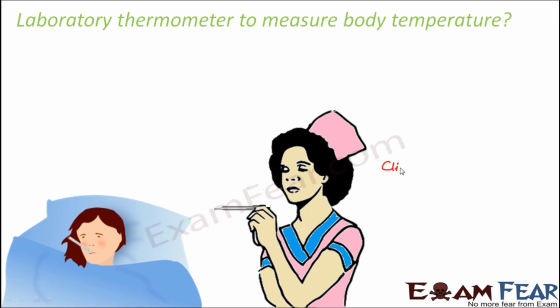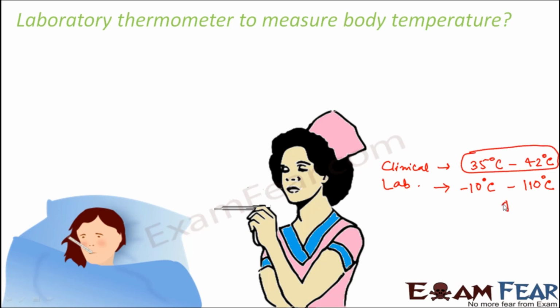In a clinical thermometer we can measure any temperature between 35 degrees Celsius and 40 degrees Celsius. Now, if you look at a laboratory thermometer, you can measure any temperature between minus 10 degrees Celsius and 110 degrees Celsius. So basically, this temperature range also falls within the laboratory thermometer's temperature range.